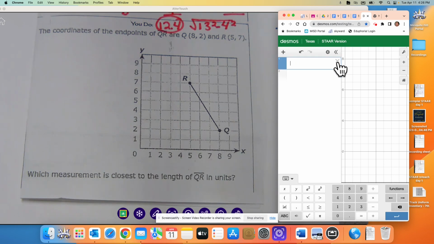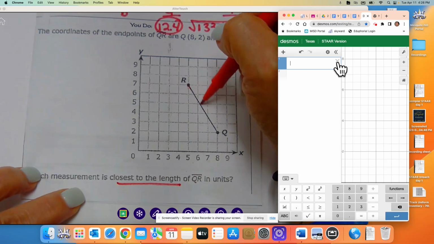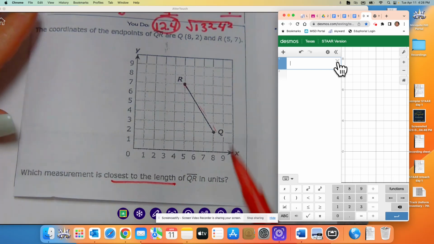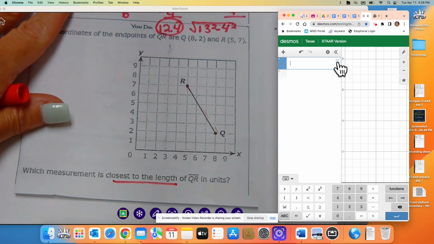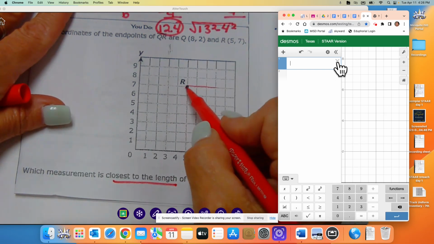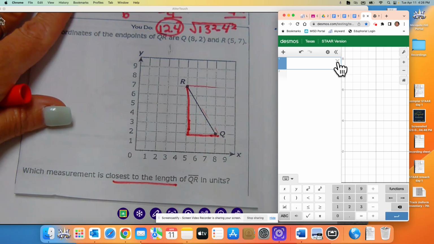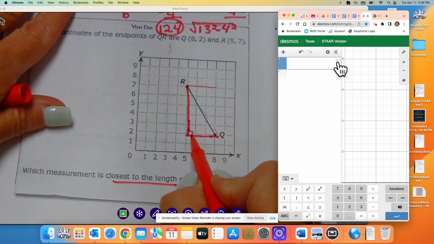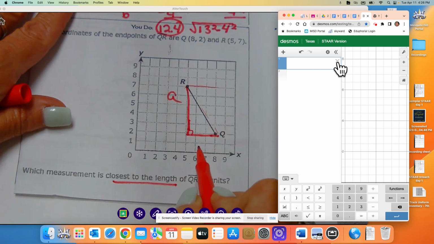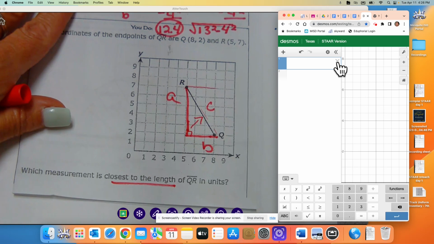Okay, let's see if you're right. It says, which is closest to the length? So how long is this? So hopefully what you did is you drew a right triangle. Now remember, you can draw it above or you can draw it below. Either way, we're going to get the same answer if we do it right. Okay, here's my right angle. So I'm going to label this A and B. Directly across, the diagonal is always C.